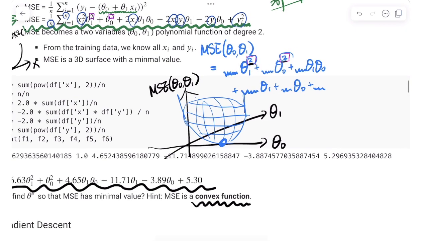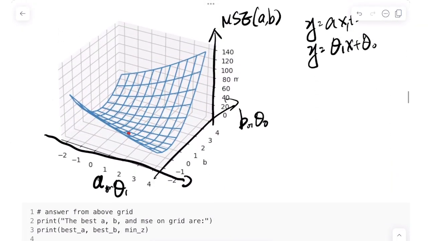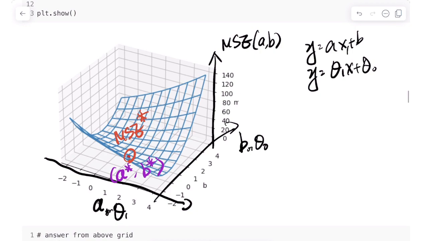So it should look like this, and because it is a convex function, it should have a minimum value of MSE. Because it's a minimum, we call it MSE star. But currently we don't know which a star and b star would have the smallest MSE. So the problem is, how do we find such a star and b star to find the smallest MSE star?